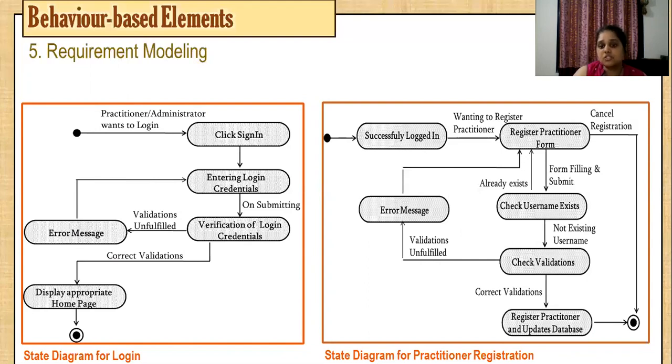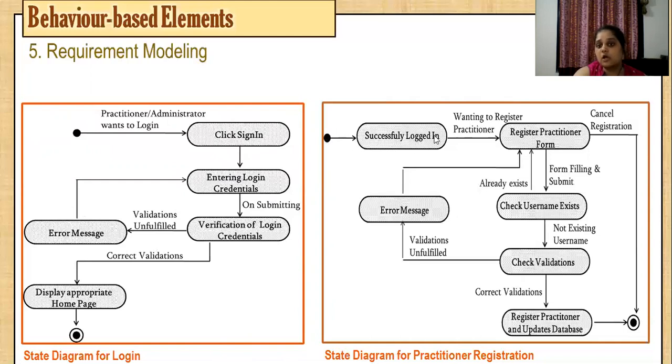Now, this practitioner registration diagram can be applied for both the practitioner as well as the administrator, both the actors. You are entering your system and we are assuming that you have successfully logged in. If you want, you can add a step further by showing the signing in step: entering credentials, error message, verification, appropriate home page. This whole diagram you can insert here when you are entering the system. It is just an addition to this diagram.